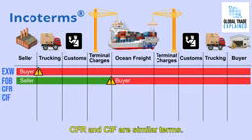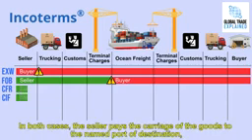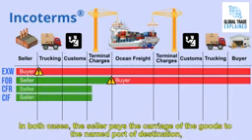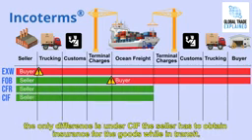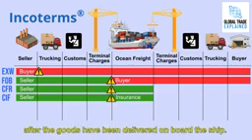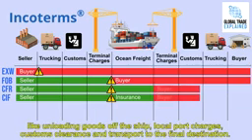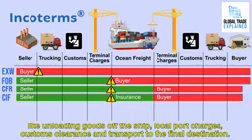CFR and CIF are similar terms. CFR means cost and freight, and CIF means cost, insurance, and freight. In both cases, the seller pays the carriage of the goods to the named port of destination. The only difference is under CIF, the seller has to obtain insurance for the goods while in transit. In both cases, the risk is transferred to the buyer after the goods have been delivered on board the ship. The buyer is responsible for all the local charges at the port of destination, like unloading goods off the ship, local port charges, customs clearance, and transport to the final destination.